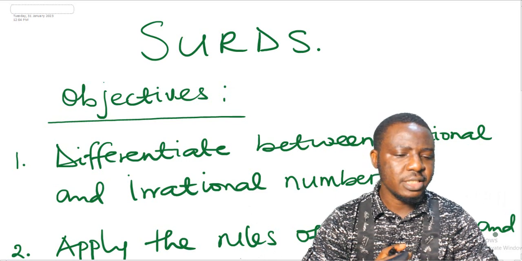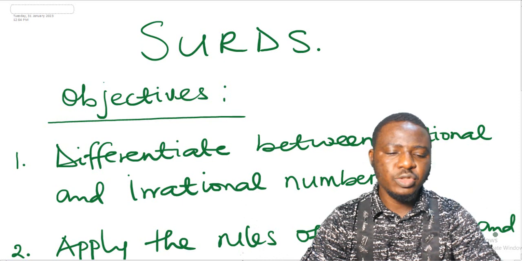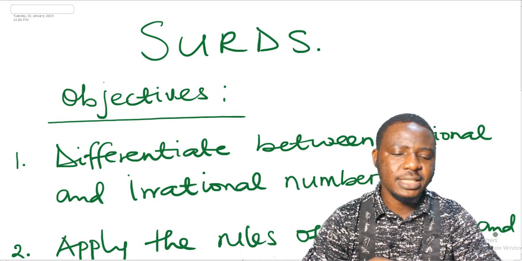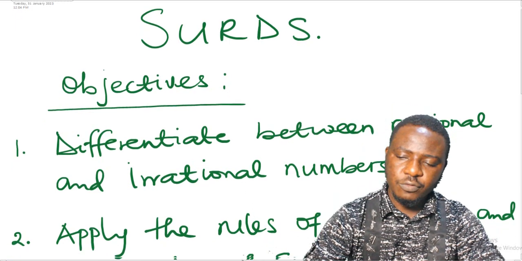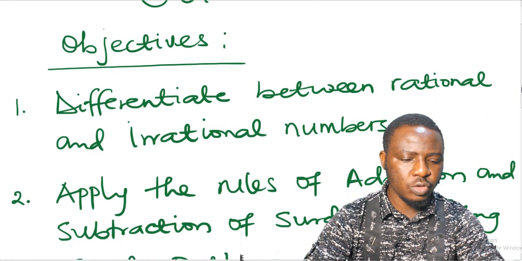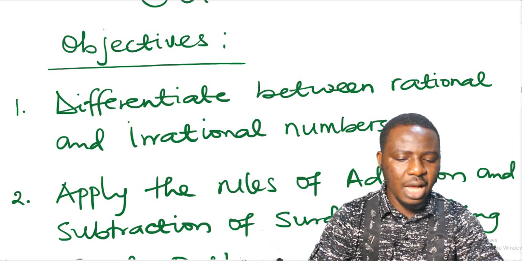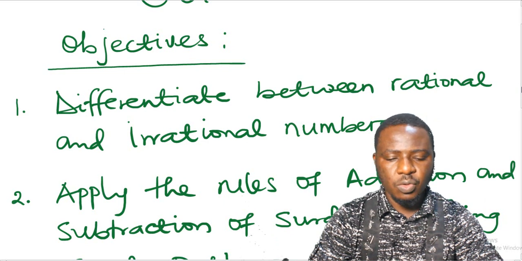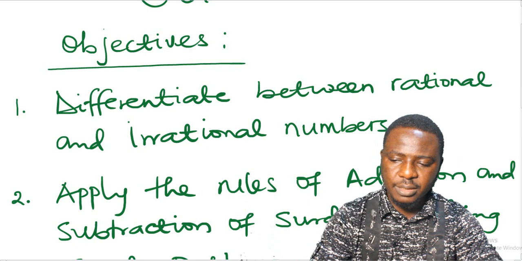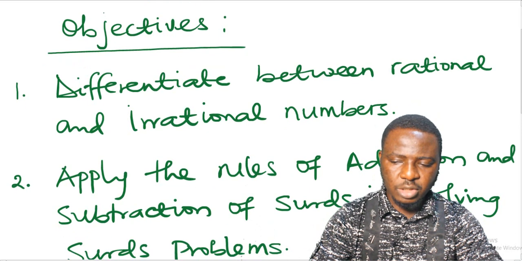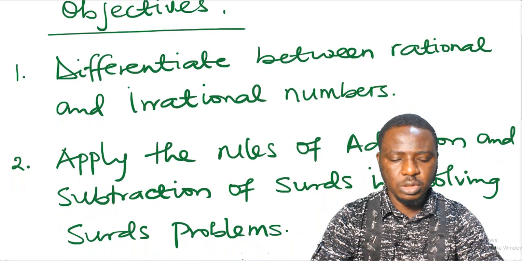Today's class is our first class for the SS3 students. In today's class, we shall be looking at the topic surds. The objectives of this topic include: 1. To differentiate between rational and irrational numbers. We shall learn what rational numbers and irrational numbers are and try to differentiate them. That will introduce us to surds.